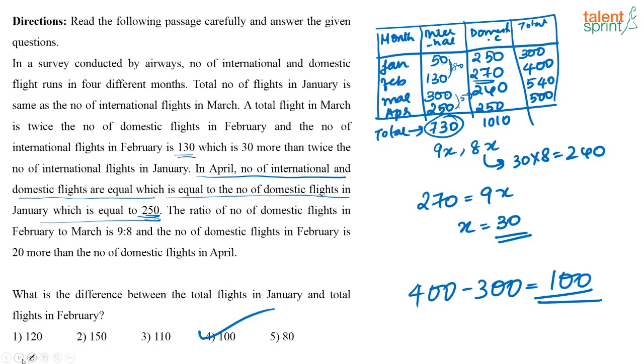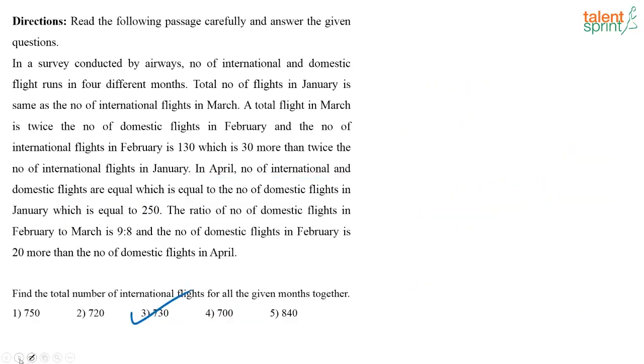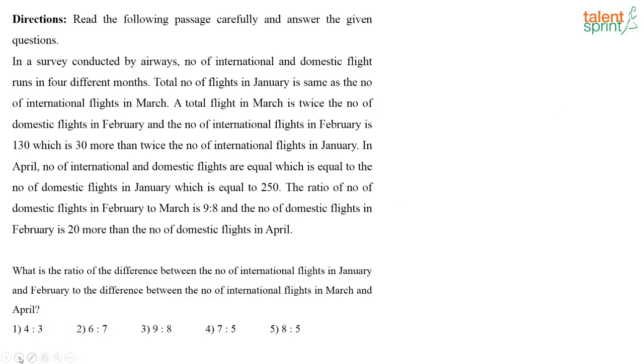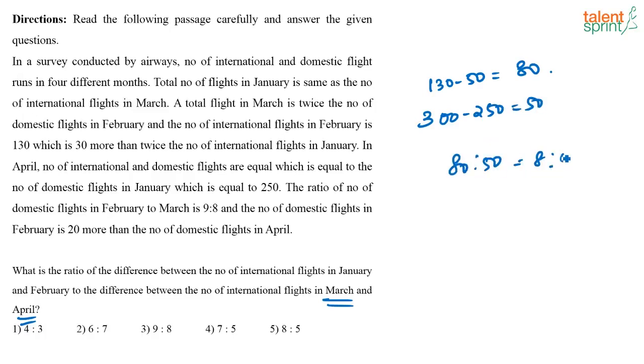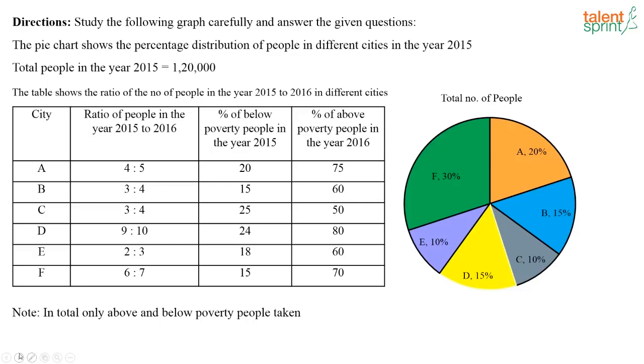So what is the ratio that we are looking for? It is nothing but 80 is to 50 or 8 is to 5. See, difference between January and February is nothing but 130 minus 50, which is equal to 80. March and April, the difference is nothing but 300 minus 250, which is equal to 50. So the ratio is 80 is to 50, that is 8 is to 5, option 5. Got it? Okay. Now let's move on to the next question.